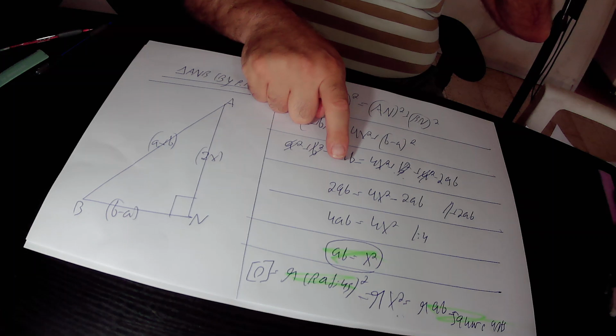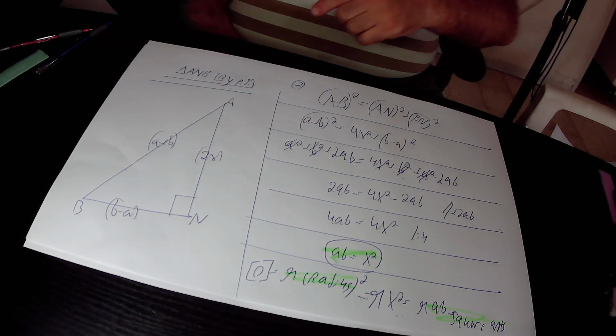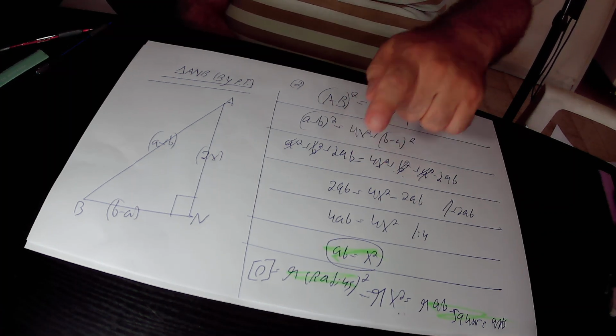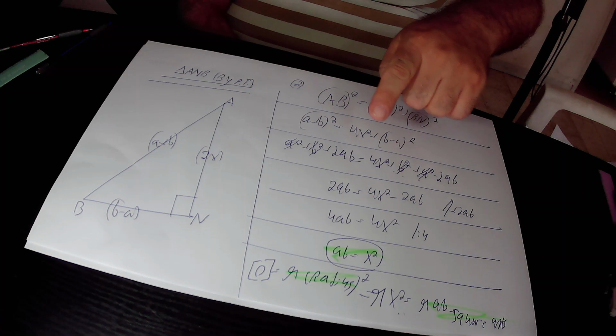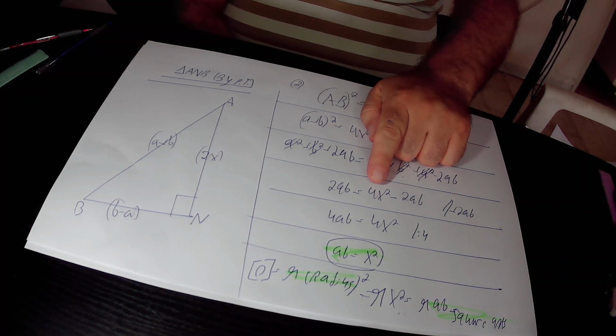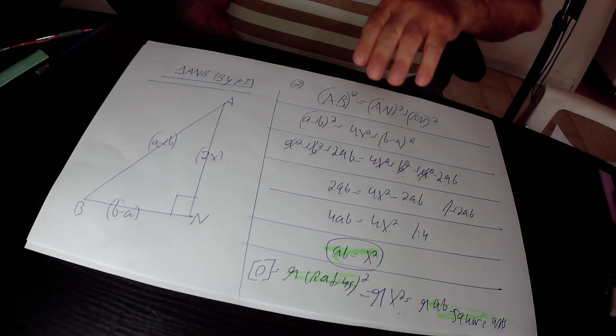So in total we have found that 2ab equals 4x squared minus 2ab. Here we added 2ab to both sides, and we found that 4x squared equals 2ab plus 2ab, which is 4ab. So 4ab equals 4x squared. Here we divided this equation by 4, and we found that ab equals x squared.